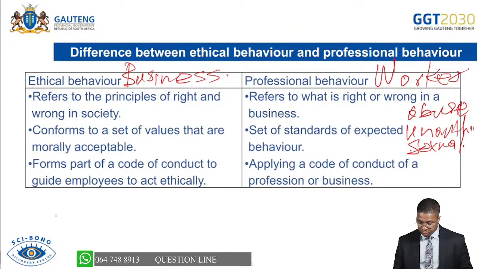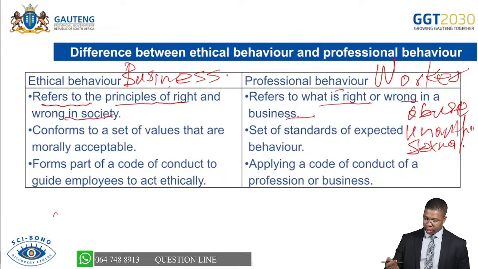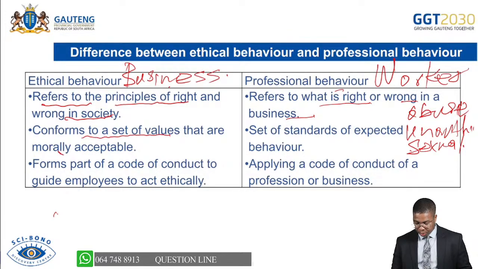And then businesses should make sure that they do not do tax evasion, unfair advertising, and pricing of goods in rural areas. So we are saying ethical behavior refers to the principles of right or wrong in society, meaning when the business is selling, what is wrong and right. Professional behavior refers to what is wrong or right in a business, to say workers should know that they should not abuse work time and do sexual harassment and unauthorized use of workplace funds and resources. They need to conform to a set of values that are morally accepted.